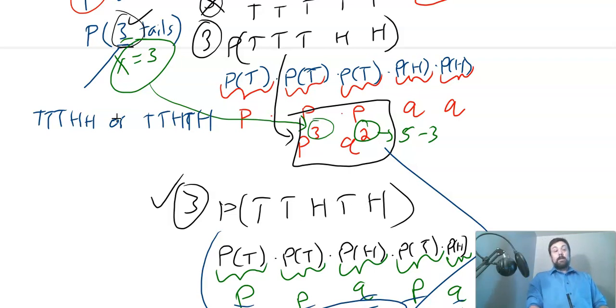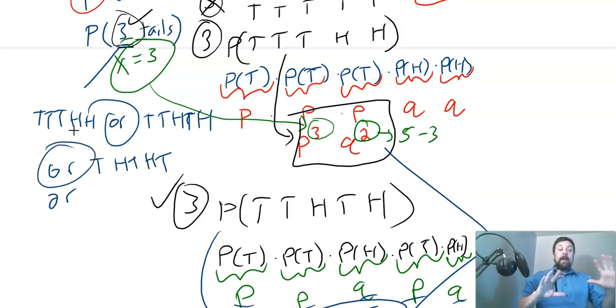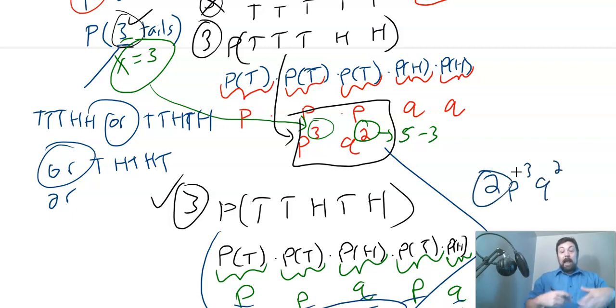And it could be 3 tails. So this is another way it can happen. So it could either happen like this, or it could happen like this, or it could happen as tails, heads, tails, heads, tails. That's another way it could happen, right? And there's more. But they're ORs, which means we should be adding those probabilities together. So far we have 2 of these. We have 2 P to the third power, Q to the second power. But we're going to add more to that.